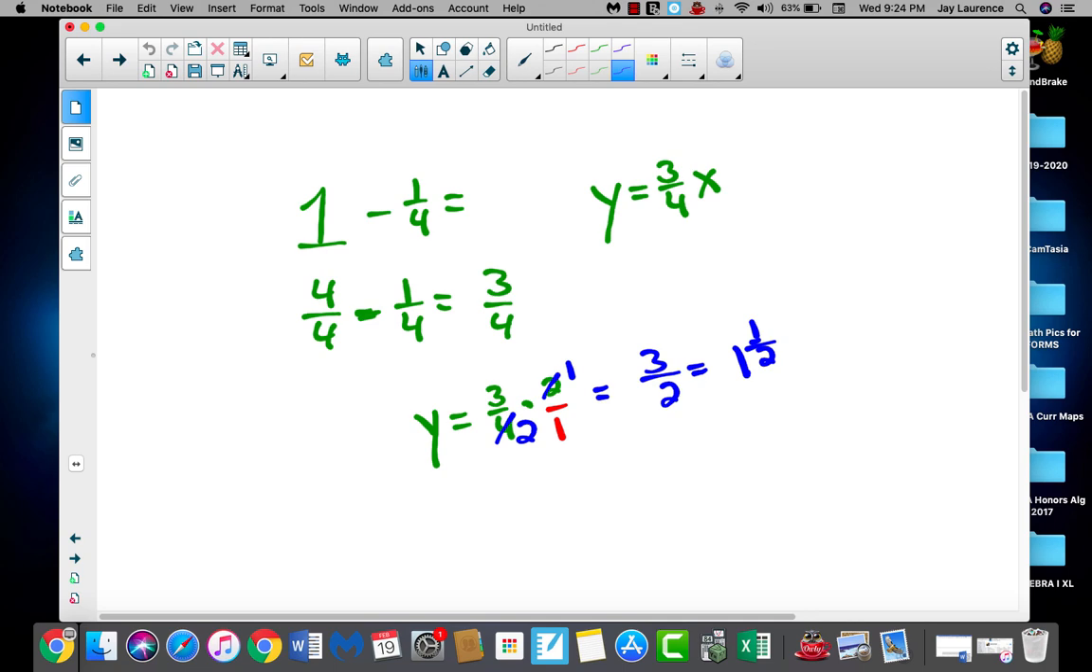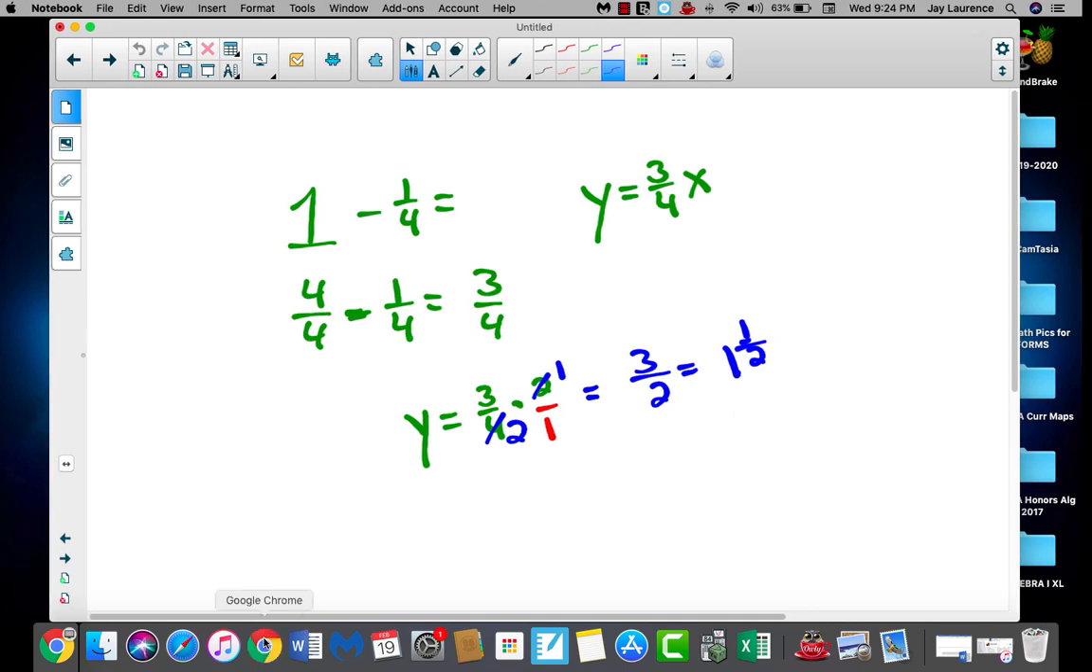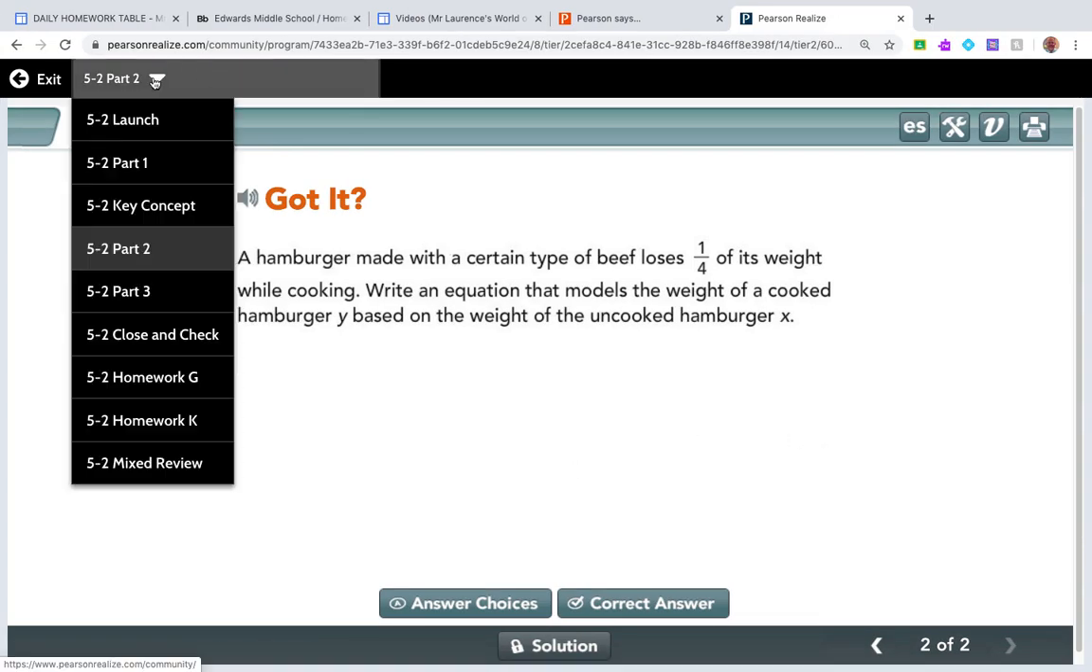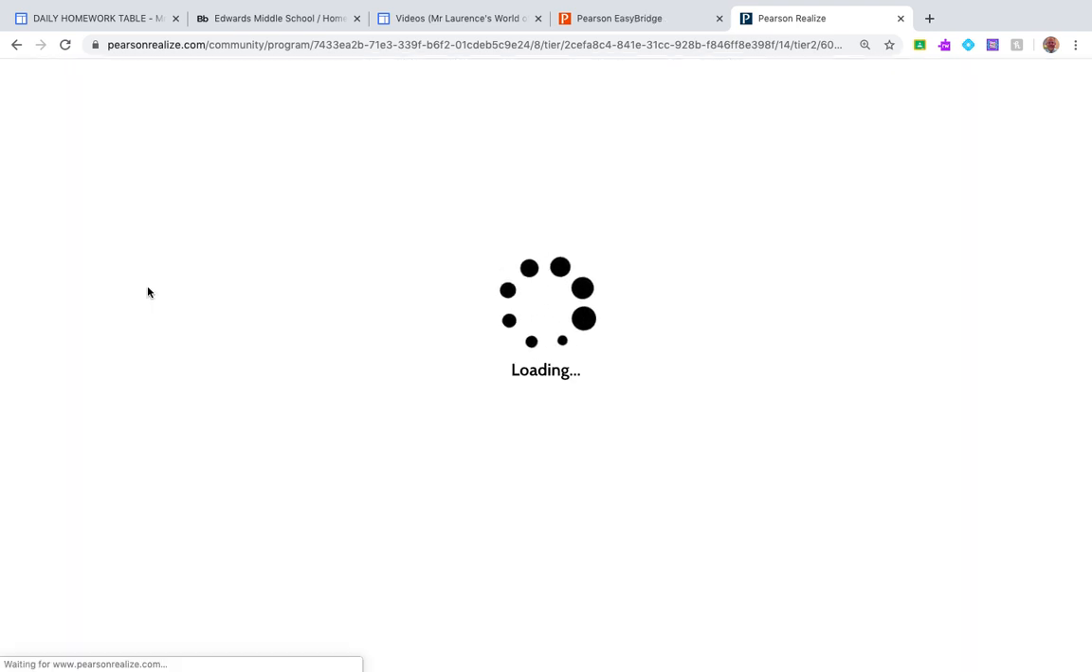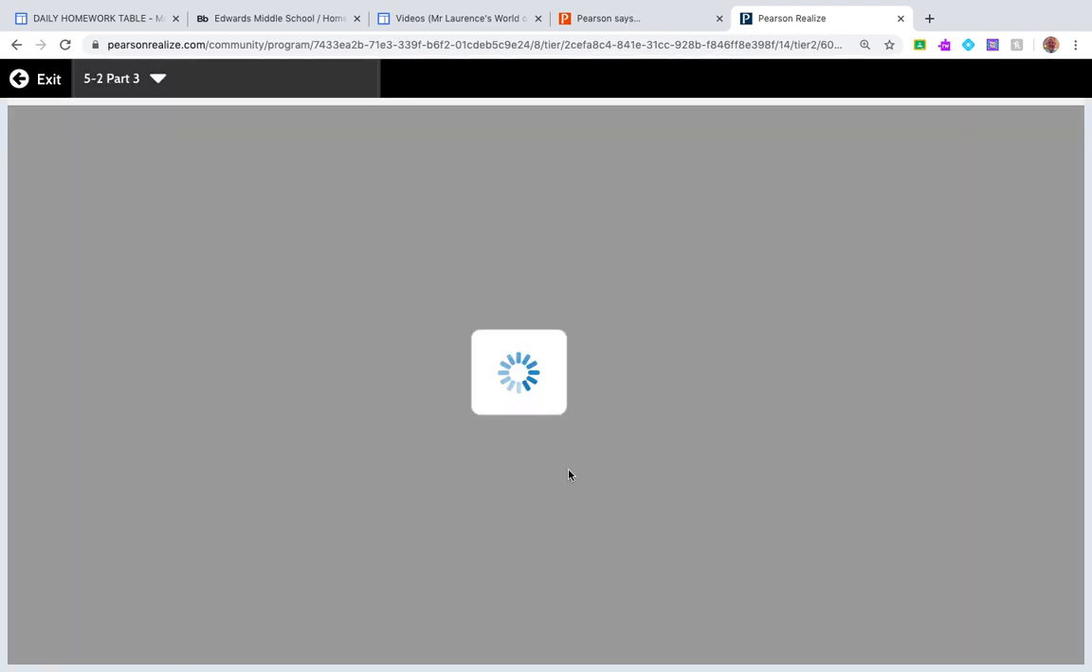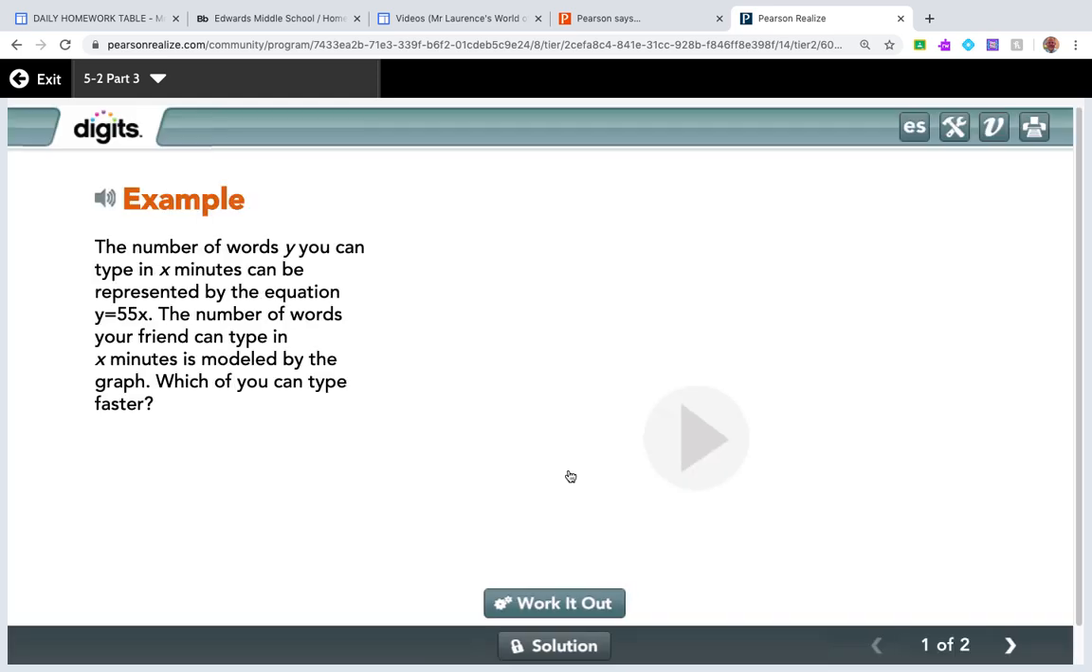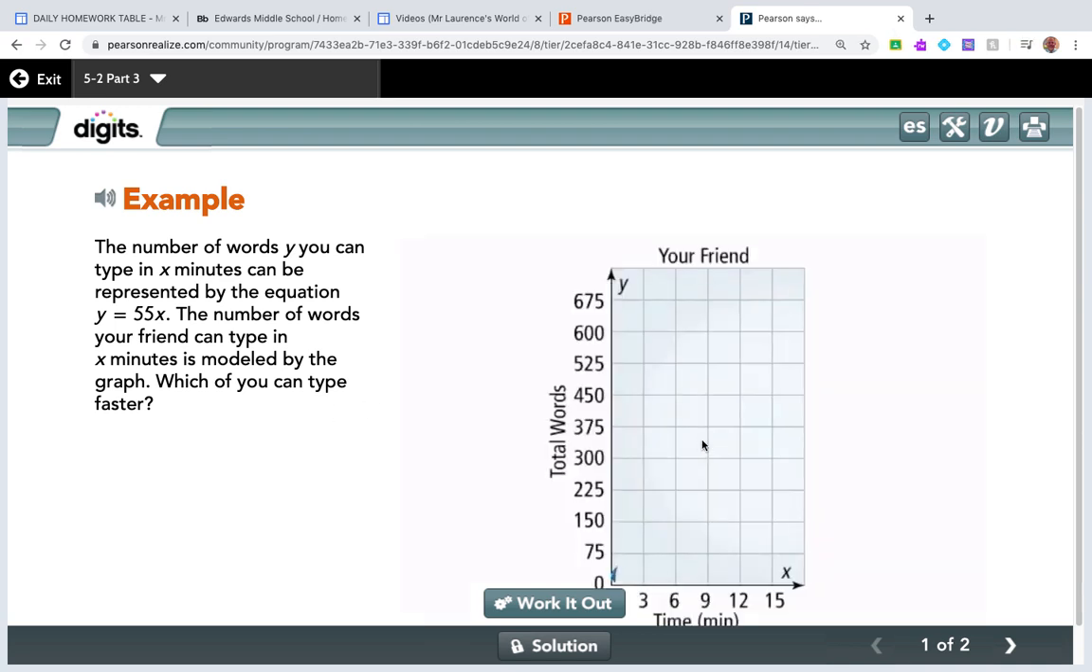All right, so this should be getting pretty easy right now. Let's go on to the third section here. All right, the number of words you can type in x minutes can be represented by the equation y equals 55x. x is the number of minutes, y is the total number of words. The number of words your friend can type in x minutes is modeled by the graph. We better see what the graph looks like.